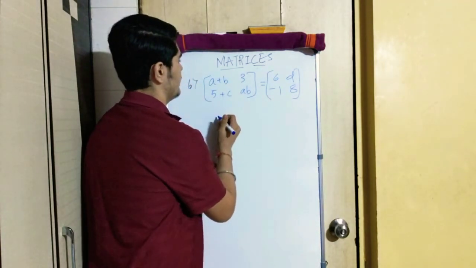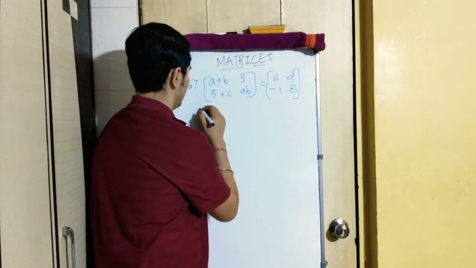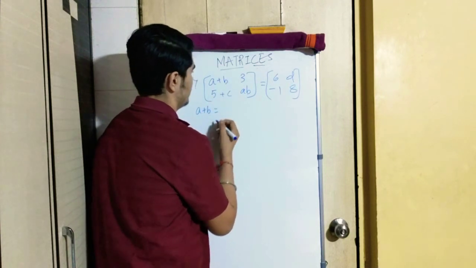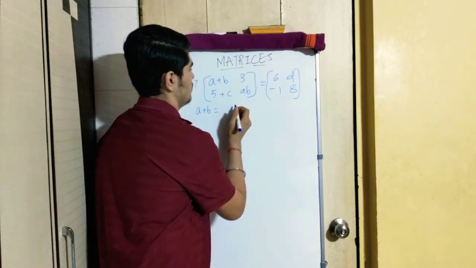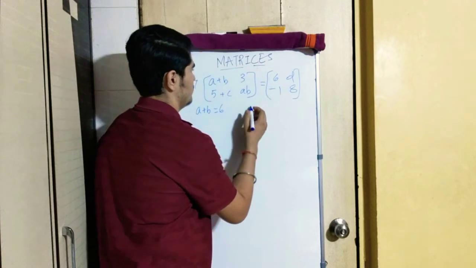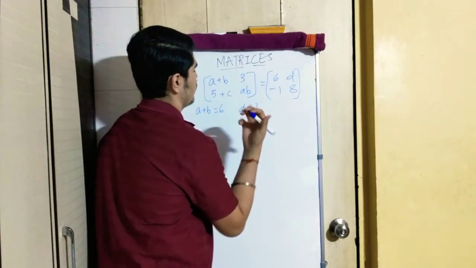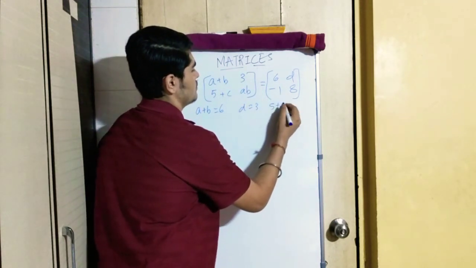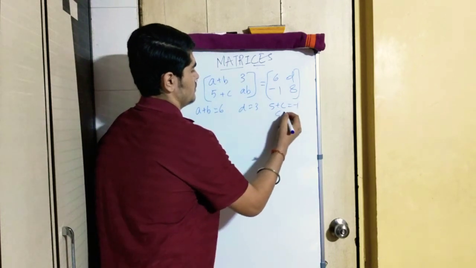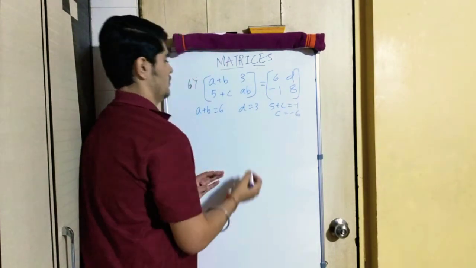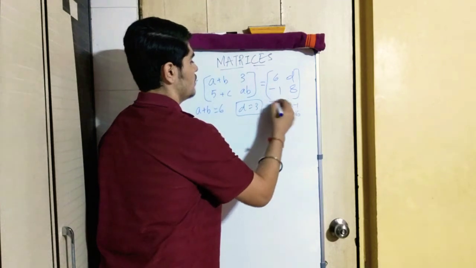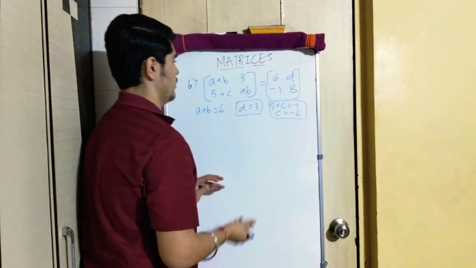So here we get 4 equations. We get a plus b is equal to 6, d is equal to 3. We found the value of d. 5 plus c is equal to minus 1. c is equal to minus 6. So these two are clear. Here we have to find the value.